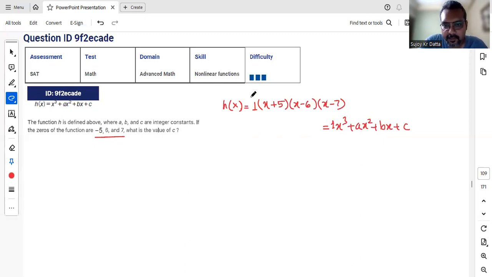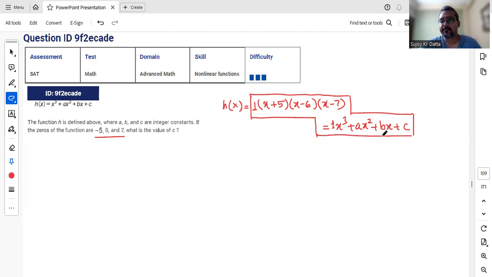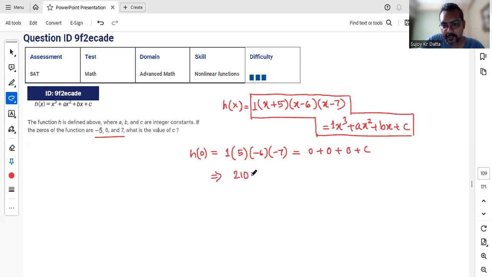Now, since we are interested in finding the value of c, and we know that c is the y-intercept, what we'll simply do is figure out h(0). If I plug in x as 0 in this part, h(0) is equal to 1 times (0 plus 5)(0 minus 6)(0 minus 7), which equals 0 plus a times 0, which is 0, plus 0 plus c. So clearly what we end up with is 42 times 5, so that's 210, is equal to c. So the answer is 210.